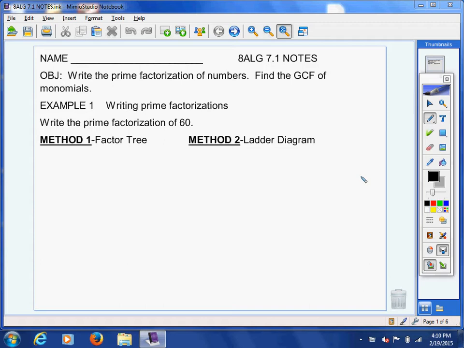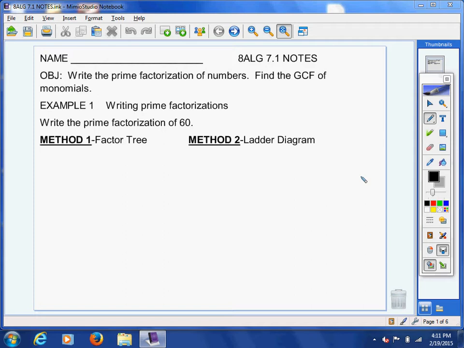Well, to begin our lesson today, we're going to start with just reviewing prime factorization of numbers. And I've just got two basic methods I want to show you. It really doesn't matter which one you choose. I think the more common one is the factor tree. The one that I've not seen until pretty recent, last couple of years, is the ladder diagram. So I'll be glad to show that to you.